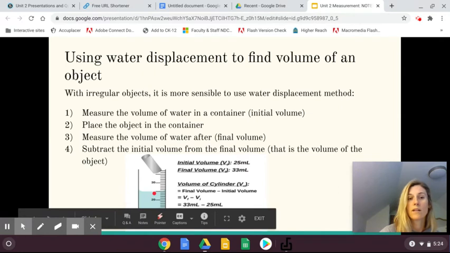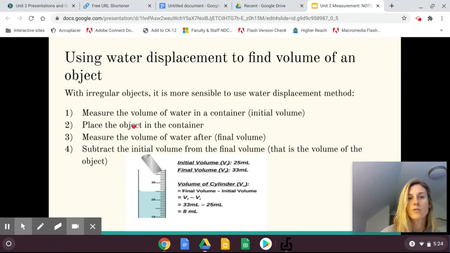You would record that initial volume. And then you would carefully slide the object into the container, and the object is going to displace the water, so the water should go up, and you'll record that final volume. The difference between the initial and the final volumes is the volume of the object. So for example, in this picture, we have 33 mils as the final volume, 25 was the initial, so a difference of 8 milliliters. That would be considered the volume of the object.